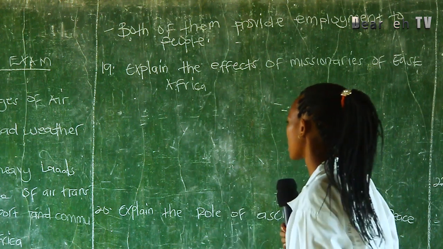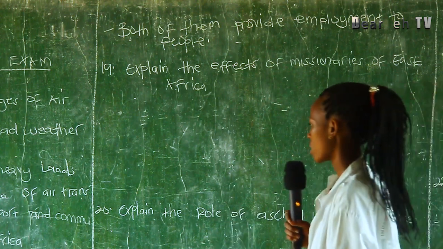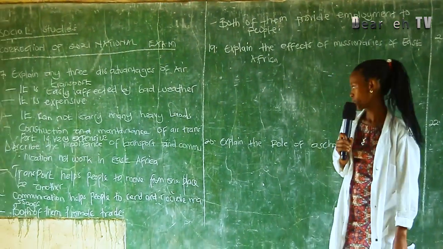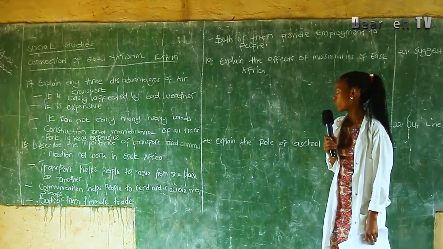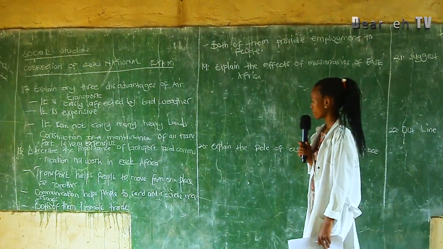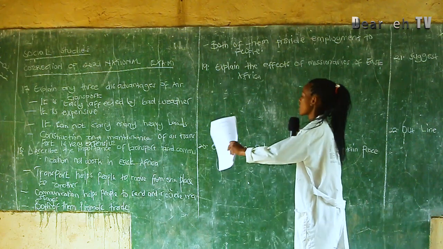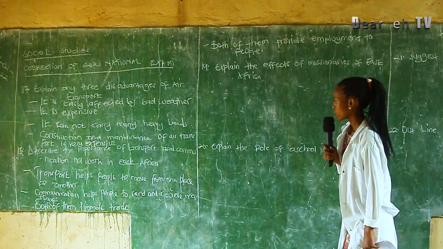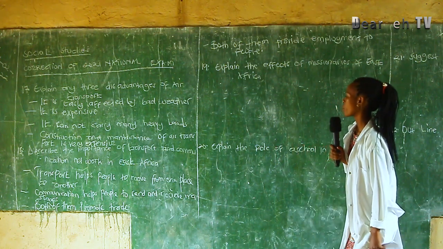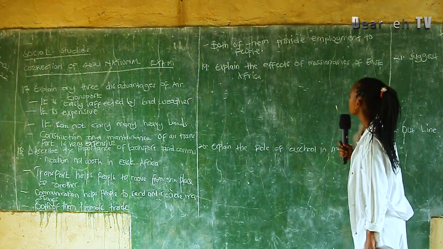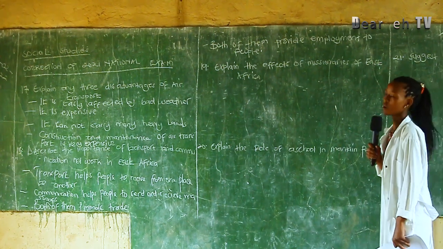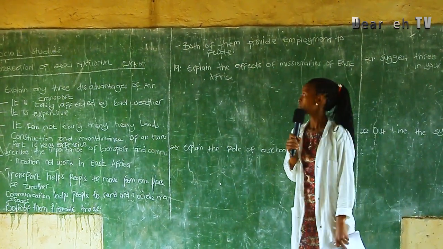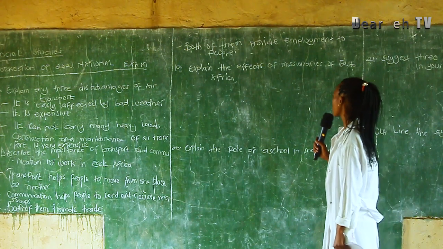So this is question number 18, which states: describe the importance of transport and communication. Point number one, transport helps people to move from one place to another. Point number two, communication helps people to send and receive messages. Point number three, both of them promote trade. Point number four, both of them provide employment to people. So that was question number 18.